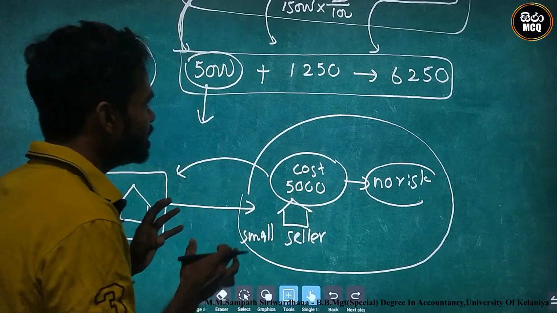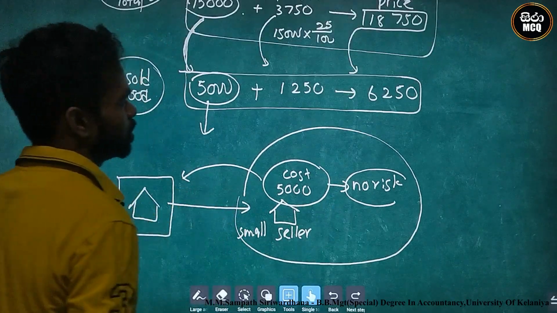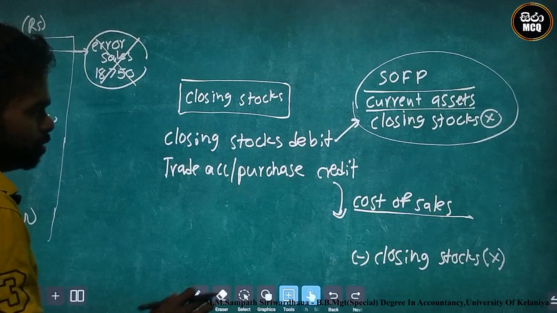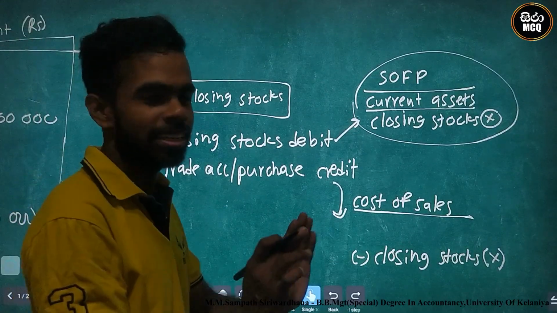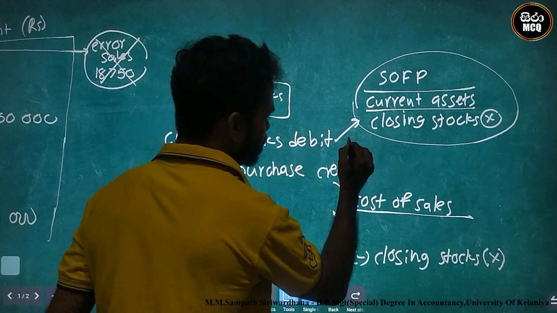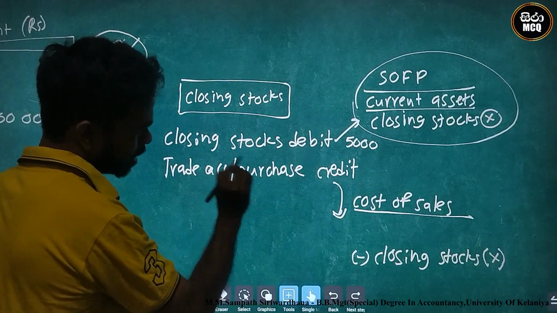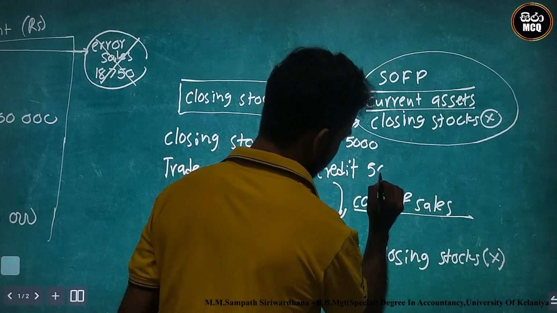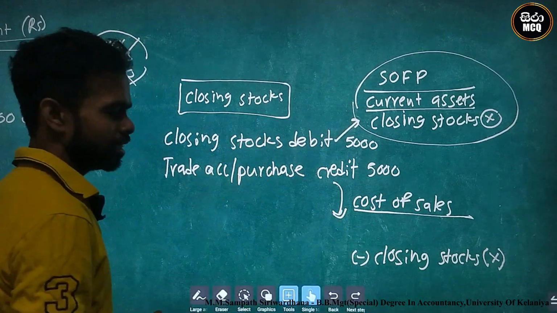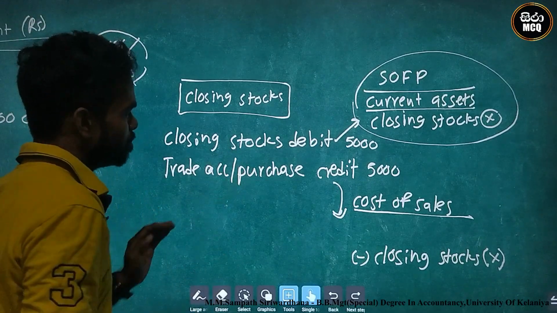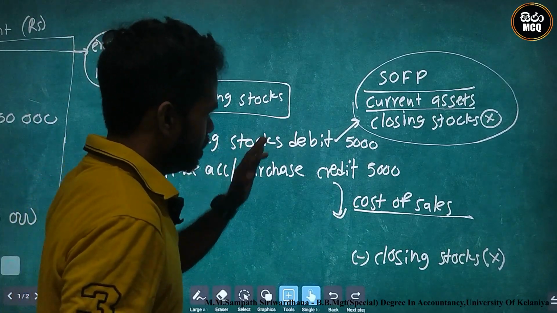5,000. Okay, what is the double entry of closing stock? Look here, we must identify the double entry. This is 5,000. Closing stocks debit and trade account credit. Okay, this is the double entry. We can identify it and adjust it. Closing stocks debit.